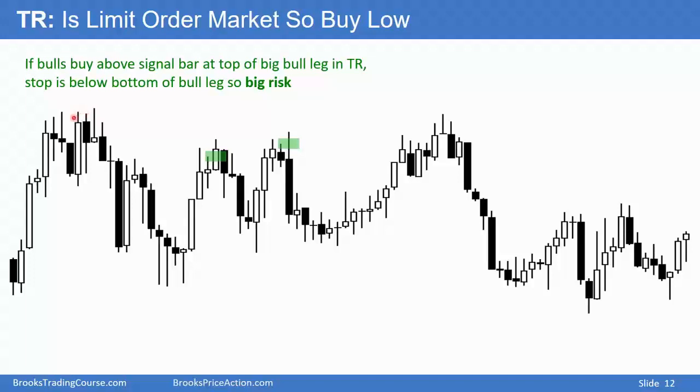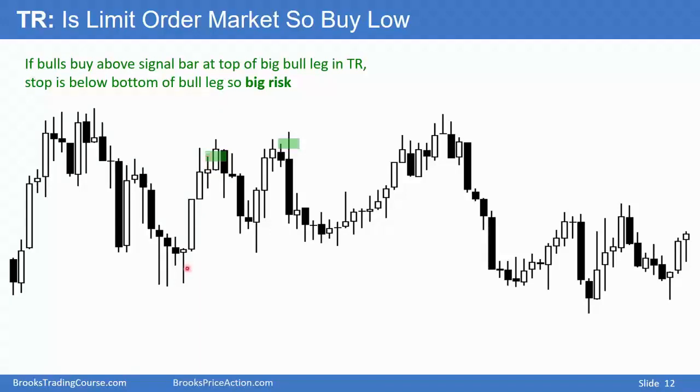Can you buy here? We have a wedge bull flag, we have a breakout and a pullback, and here we have another bull breakout and a pullback. Can you buy above here? Sure, but if you're buying near the top of a trading range, the probability is you're going to get a reversal down. To make money, usually you need to have a stop below, and it's better to scale in lower.